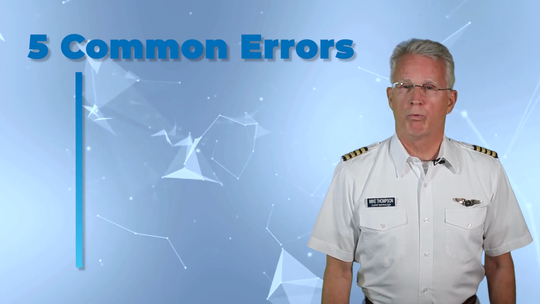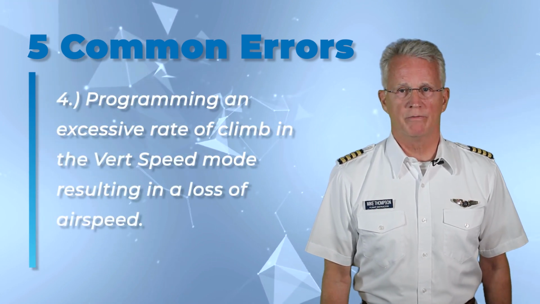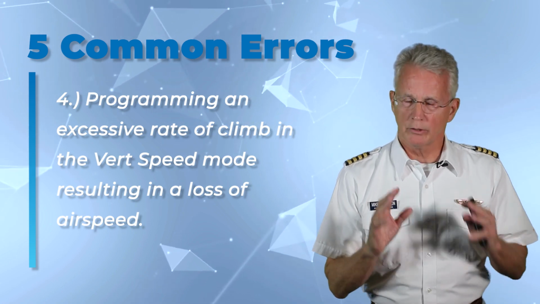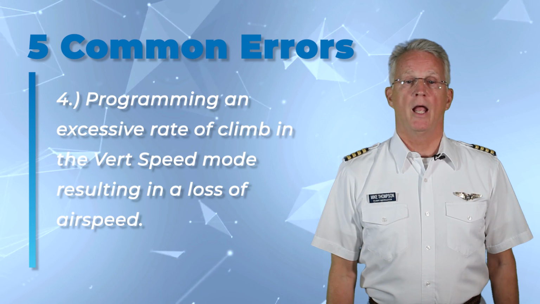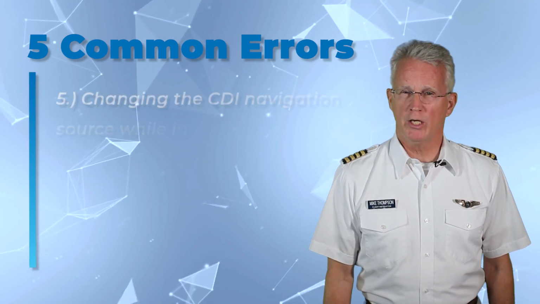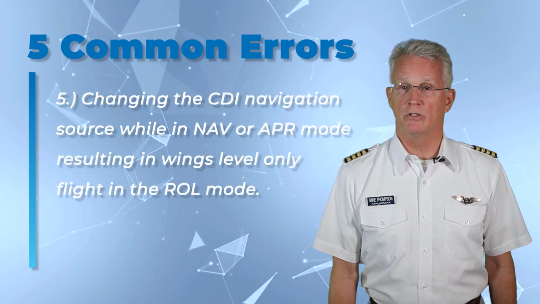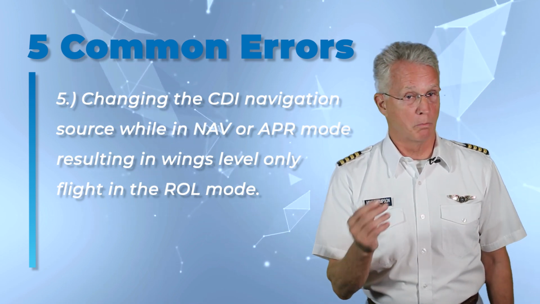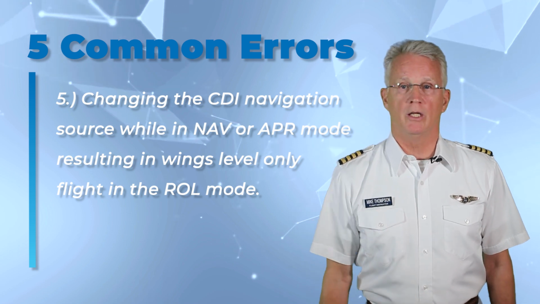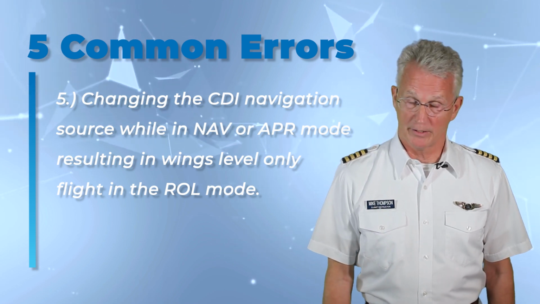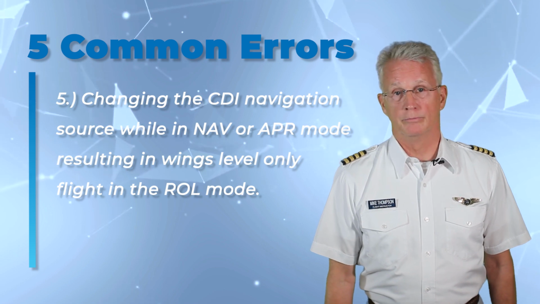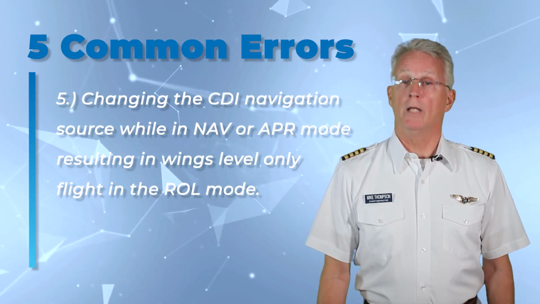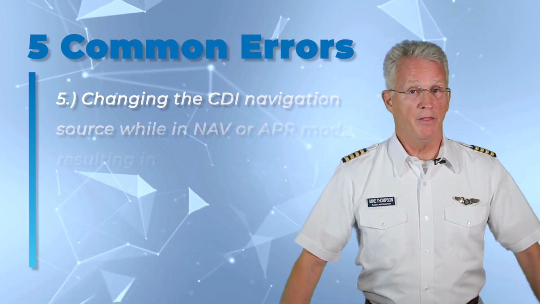Number 4, programming an excessive rate of climb in the vertical speed mode, resulting in a loss of airspeed. And number 5, changing the CDI navigation source while in navigation or approach mode, resulting in wings level only flight in the roll mode.